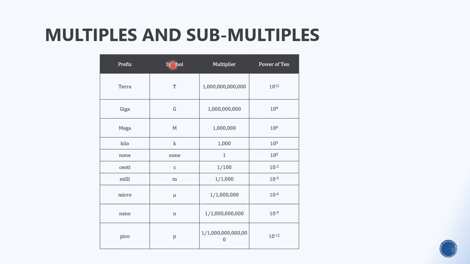Centi is represented by small c, which is equal to 1 over 100, which means 10 to the power minus 2. Milli is represented by small m, which is equal to 1 over 1000, that is 10 to the power minus 3. Micro is represented by 10 to the power minus 6. Nano is represented by 10 to the power minus 9. Pico is represented by 10 to the power minus 12.